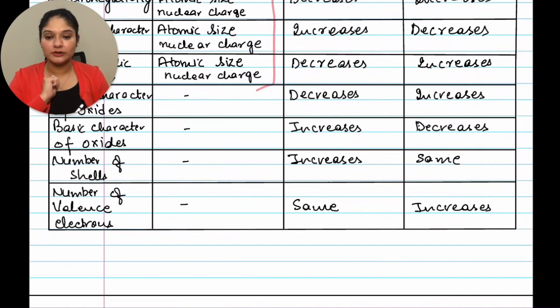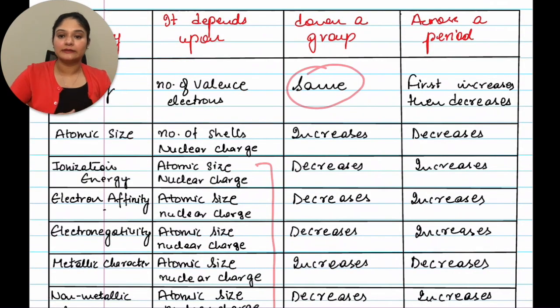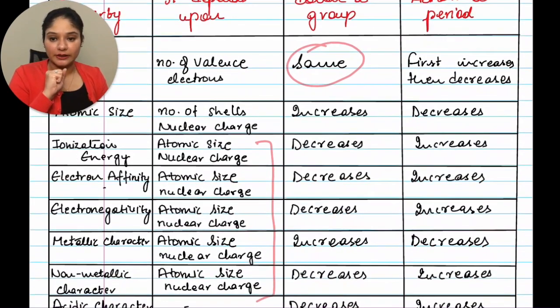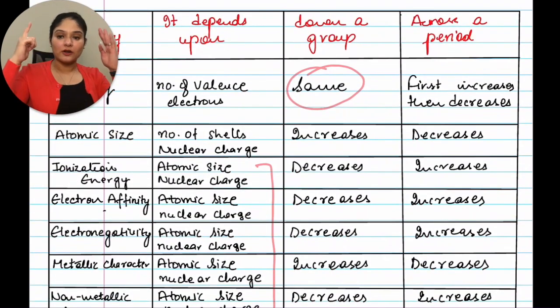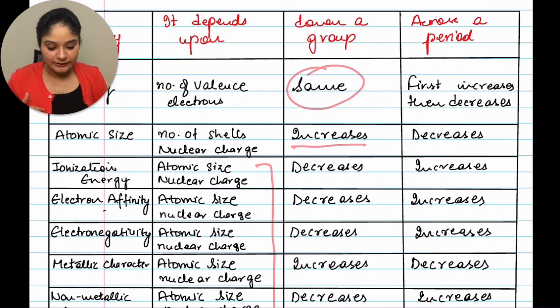Now number of valence electrons will stay the same because valency is the same. So these two things you can cross out, that these are same. Valency and valence electrons are same. Now let's look at other things. Now because I have the imagination that atomic size is increasing, so it increases.